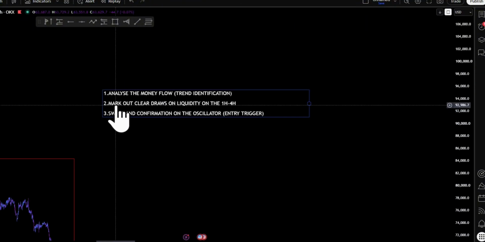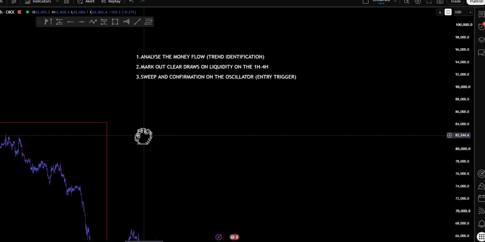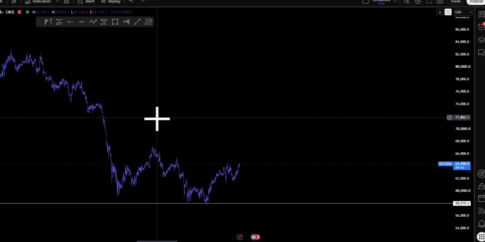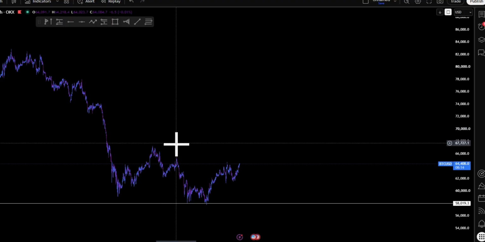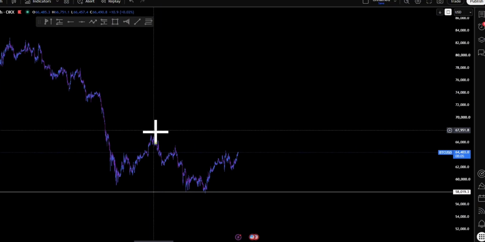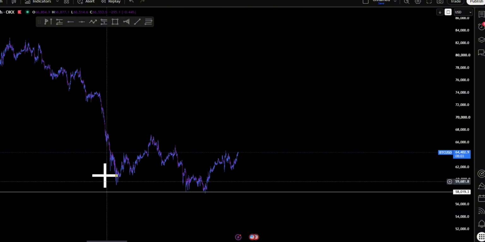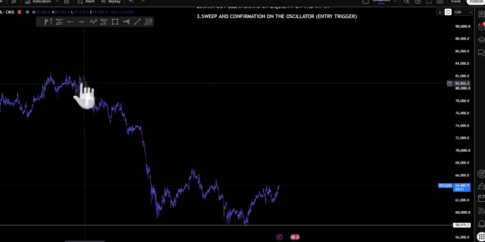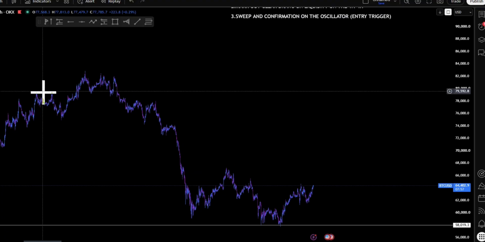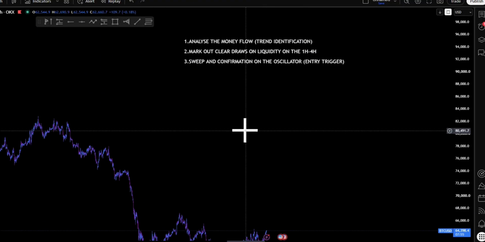Now, moving on to the second step, mark out clear draws on liquidity. What I mean by that is pretty simple. There are basically clear highs and clear lows, which you can see with your naked eyes. Like this is a clear high, this is a clear low, this is a clear low, this is a clear high. So these are clear draws on liquidity.